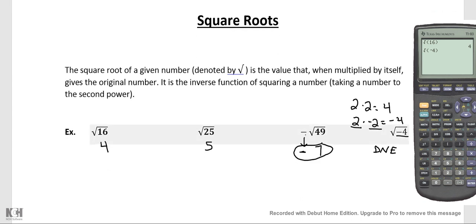So a negative in front of a radical, we can do it, just carry the negative down to the answer, because we're doing the square root of 49 separately and then making it negative. The square root of a negative inside a radical does not exist, because the negative is under the radical.